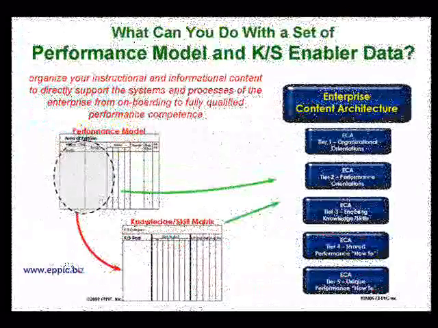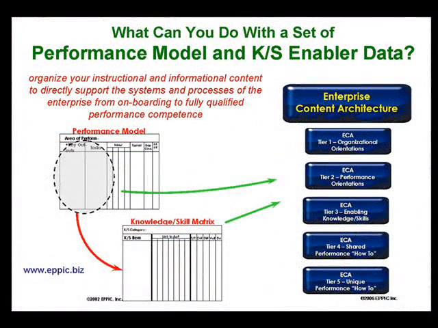The heart of the PACT processes analysis methodologies is the performance model, which allows you to systematically derive the enabling knowledge and skills per the 17 categories of knowledge and skills. This content from the performance model and the knowledge and skill matrices is what feeds the enterprise content architecture and that portion that is the 5-tier inventory framework.